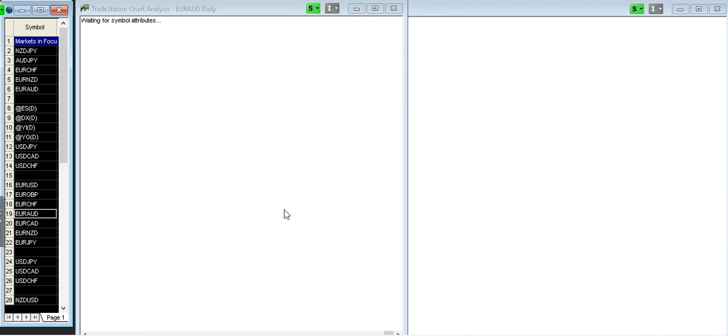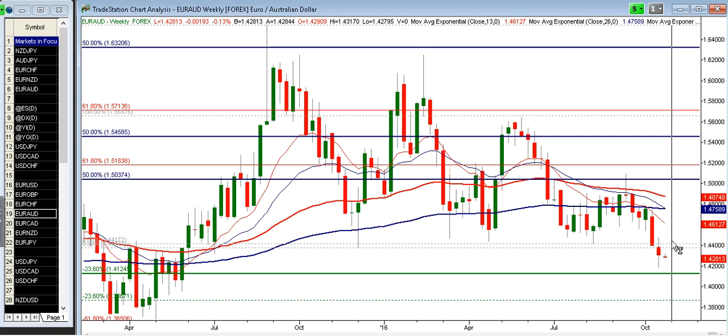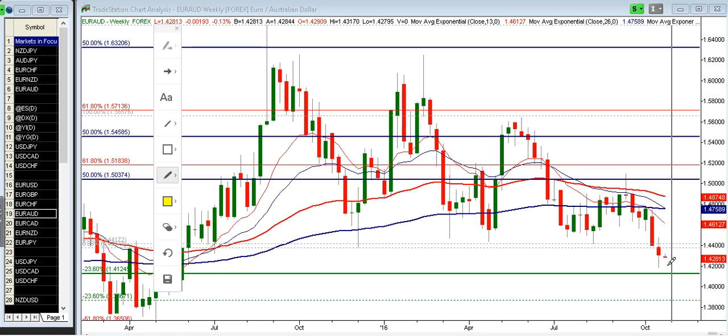Next is the euro versus the Australian dollar. This market has moved lower, and it's one of the markets I suggested for trading last week. The move is still ongoing after the jerk reaction during the ECB speech last week, and this market is approaching our target 141.24.